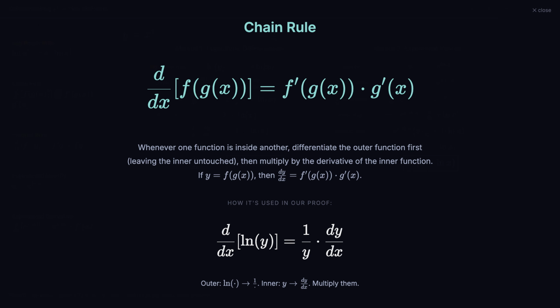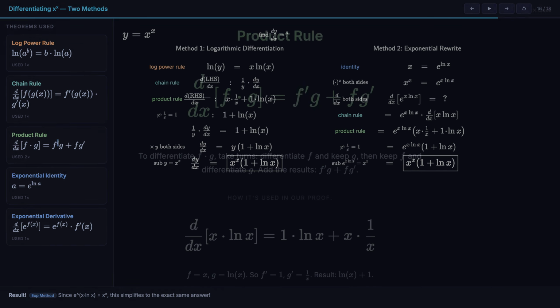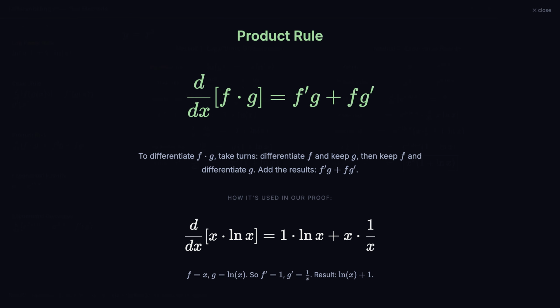Next, the chain rule. The derivative of f of g of x is f prime of g of x times g prime of x. We use this twice, on the left side to differentiate log of y, and in method 2 to differentiate e to the x log x. The product rule. The derivative of f times g is f prime g plus f g prime. This came up in both methods when we differentiated x times log x. It's where the x's cancelled.